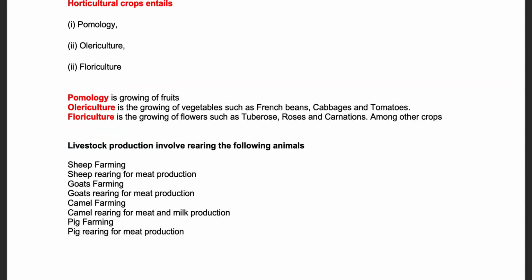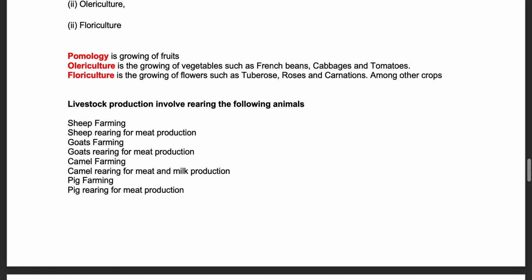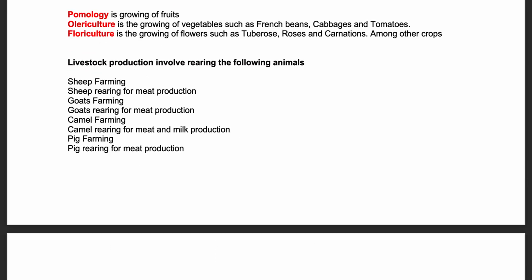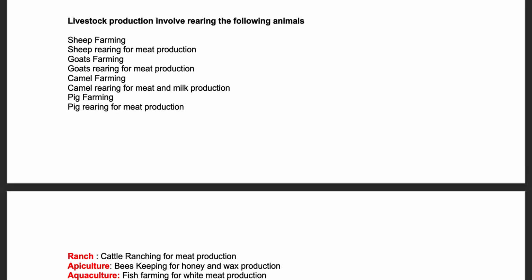Horticultural crops entail pomology, olericulture, and floriculture. Pomology is the growing of fruits. Olericulture is the growing of vegetables such as French beans, cabbages and tomatoes. Floriculture is the growing of flowers such as tuberose, roses and carnations, among other crops.